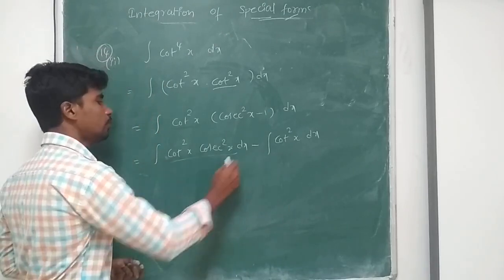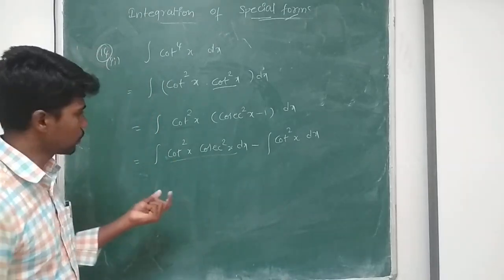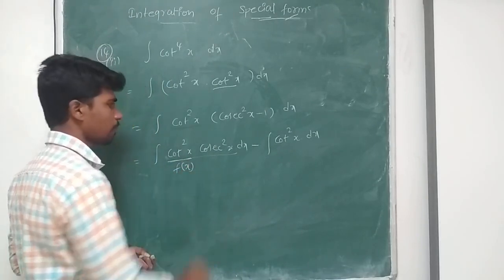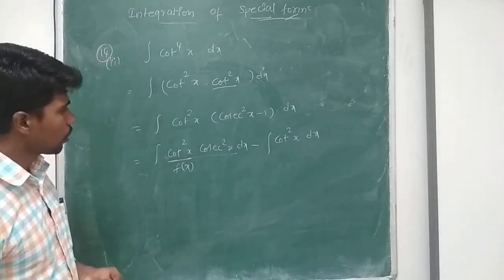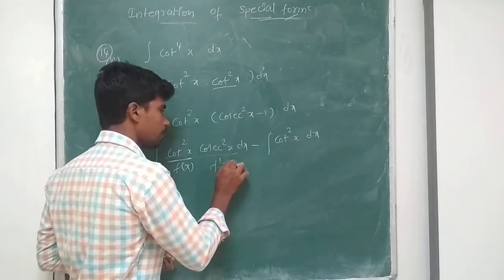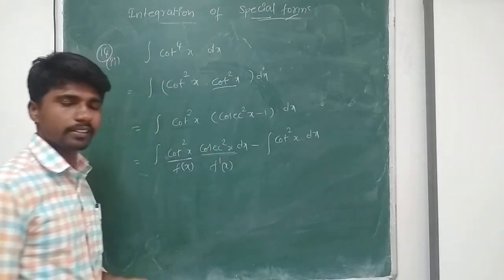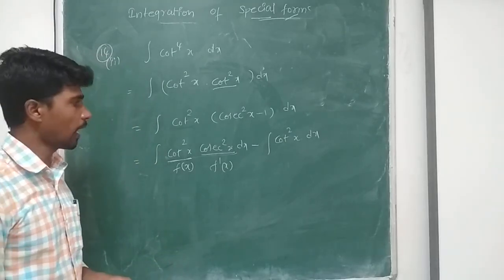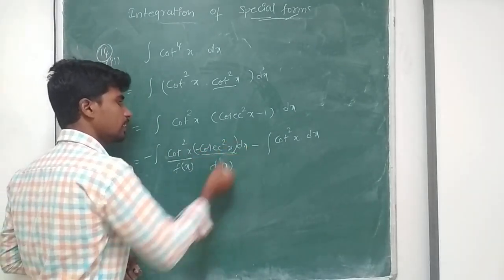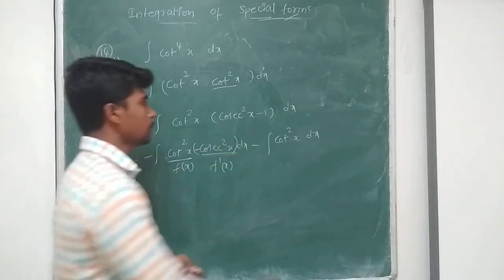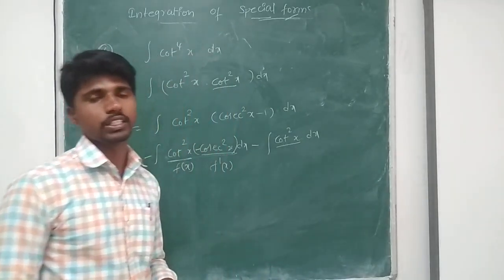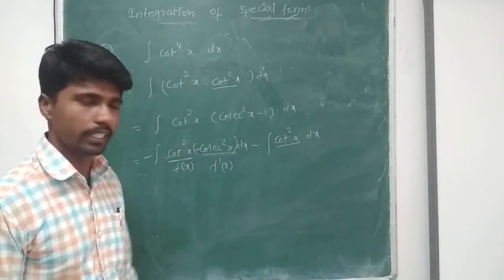See, here no need to simplify this cot square x, because if I take cot x as f of x, the derivative of cot x is minus cosecant square. This cosecant square x acts as its derivative, but I need a minus, so I can alter it by multiplying by minus and taking a minus outside. And coming to this cot square x, it can be simplified as cosecant square x minus 1. So we can do it that way.